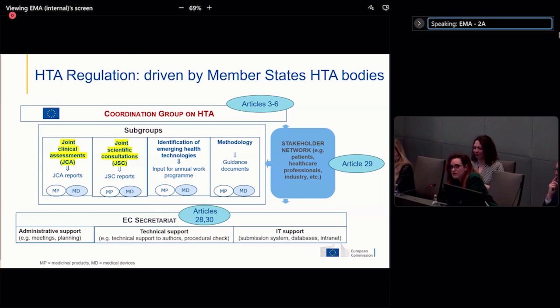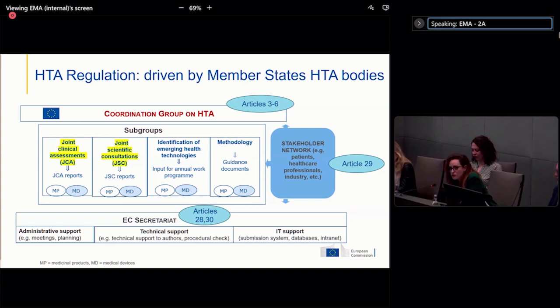I'm just saying that there is an important role for member states now that we have a legal framework on health technology assessment at the European level, because the coordination group on HTA, the main governance body under the regulation, is made up of authorities from member states. These member states will also designate their members and representatives in the 4 subgroups foreseen under the regulation. You can see them in this slide: the subgroup on joint clinical assessment, the subgroup on joint scientific consultations, the one dedicated to the identification of emerging health technologies, and the one on methodology.